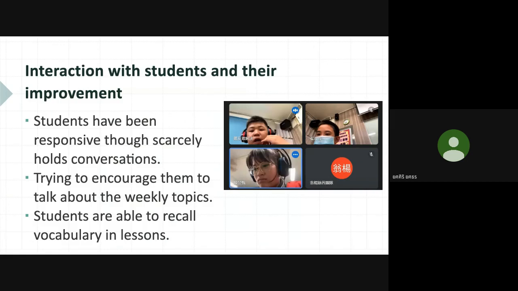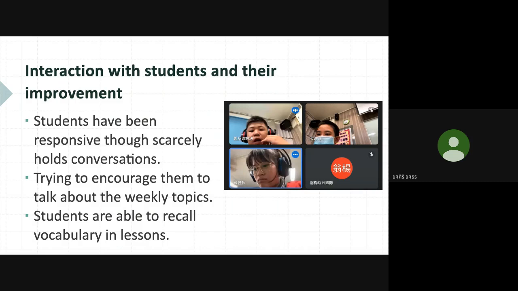Okay, for the interaction, I can see the improvement. They are responsive, but they don't really talk back that much, because they cannot hold a conversation. I try to encourage them to talk about the weekly topics, but they just answer me in words, and I end up talking a lot as well. I'm mainly the talker anyway. Also, they are able to understand and recall the vocabulary from the lessons when I ask them, even from the previous session, so they can recall that.